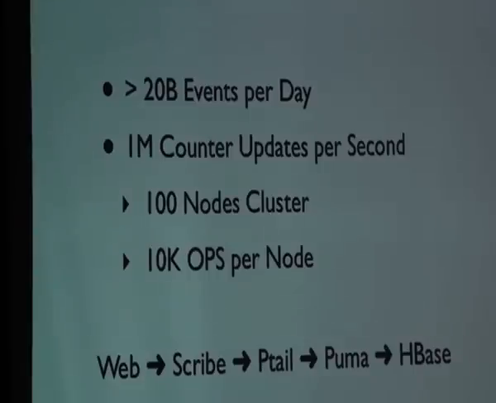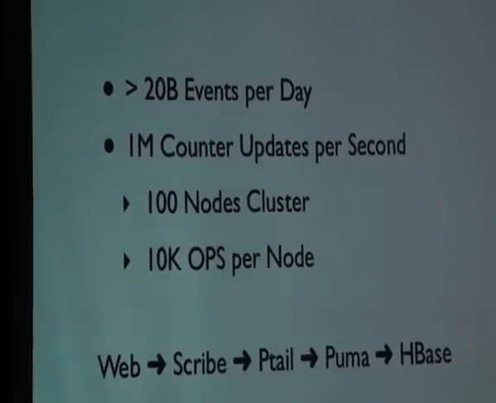They have 1 million counter updates per second. I mean, that's quite astonishing. They tested this on a 100-node cluster, and so they do around 10,000 counter updates per second on an HBase node. So this runs on HBase. So the architecture for them is, they go through the LAMP stack, they go through Scribe, they go through something that's called P-tail, Puma into HBase.